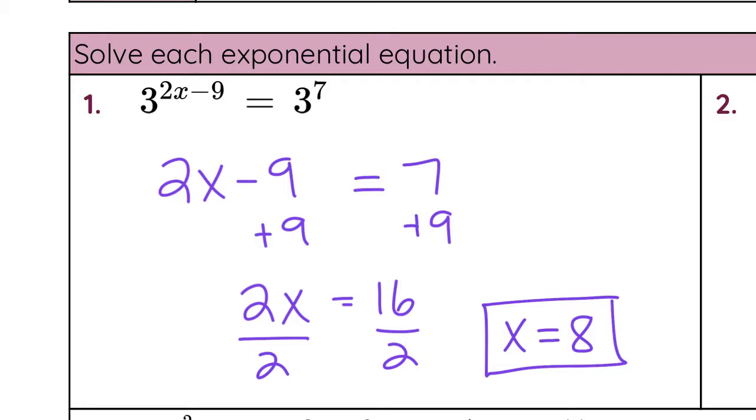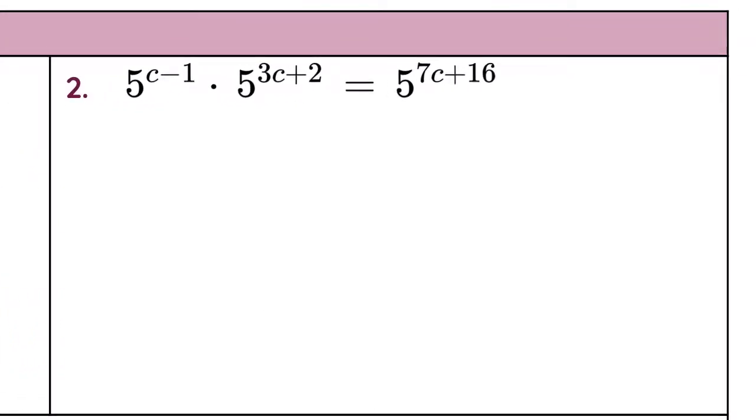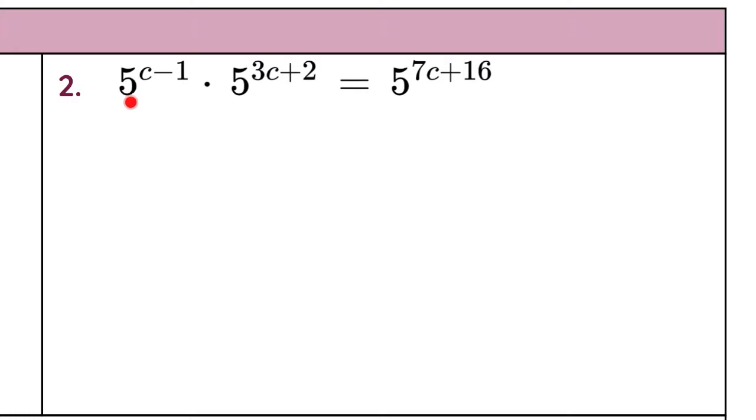Okay, let's look at our next example. So now I have 5 to the c minus 1 power times 5 to the 3c plus 2 power equals 5 to the 7c plus 16 power. They all have the same base, which is 5, so that's good. But on the left side, this is step 2, we want to simplify using the properties of exponents. That dot right there means that they're multiplying, and the product property says that when you're multiplying two things with the same base, all you have to do is add their exponents.